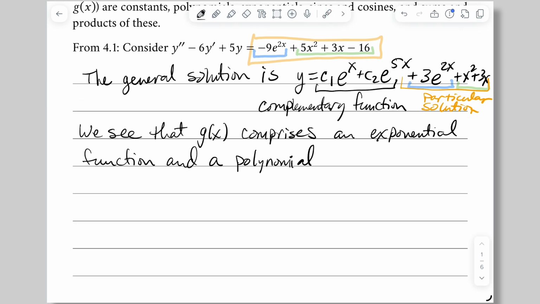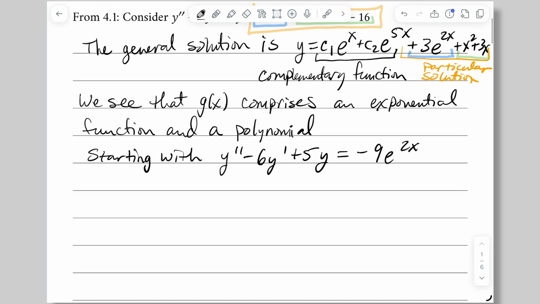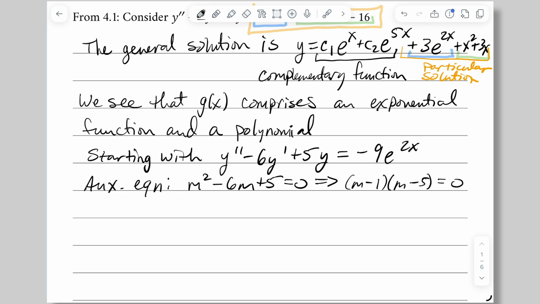So we're going to kind of tunnel vision this a little bit, and we're going to start with y double prime minus 6y prime plus 5y is equal to negative 9e to the 2x. Now, we already have the complementary function and you know how to do it, but I want to demonstrate proper technique. And the first thing we do is we deal with the auxiliary equation. m squared minus 6m plus 5 is equal to 0. So m minus 1 times m minus 5 is equal to 0. And so we have that m is equal to 1 or 5.